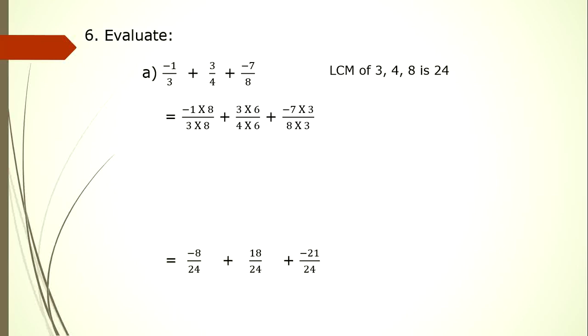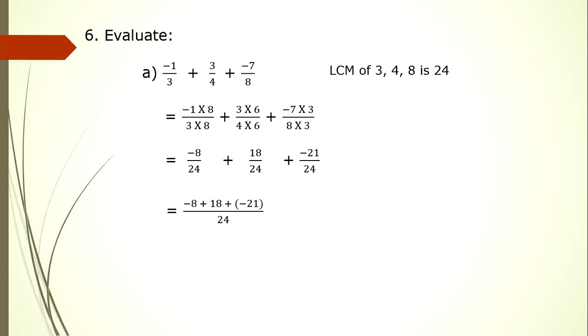Now we have, on simplification, minus 8 by 24 plus 18 by 24 plus minus 21 by 24. So again these three rational numbers have the same denominator. Place the same denominator and add the numerators. Minus 8 plus 18 plus minus 21, which gives us minus 29 plus 18 by 24, which is equal to minus 11 by 24.